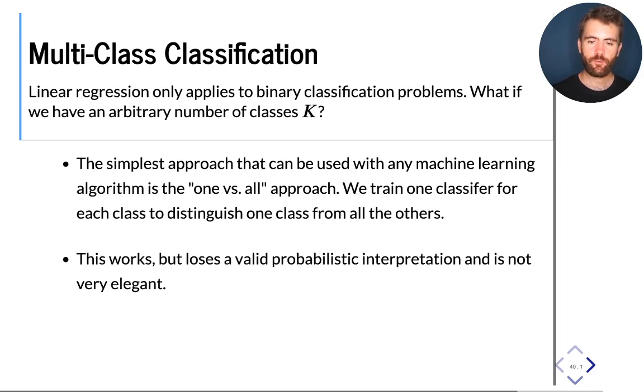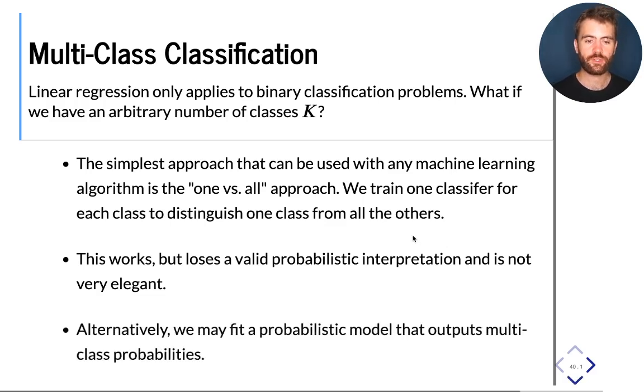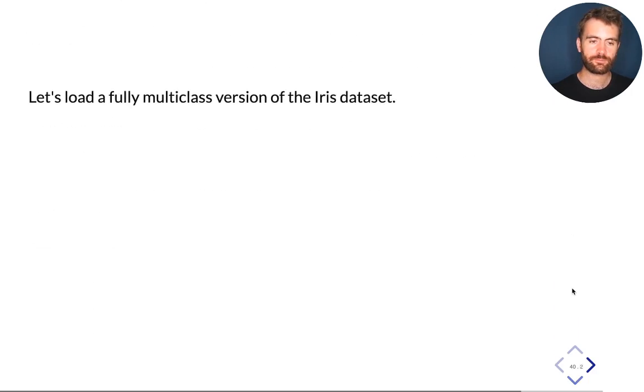This approach works and is reasonably often used, but from a conceptual point of view, it is not fully satisfying and it's not entirely elegant, and in particular, it loses the valid probabilistic interpretation that we had earlier for the logistic regression algorithm. For some algorithms in machine learning, this one versus all approach is the best that we can do. But it turns out that in the case of logistic regression, we may fit a different model that is also going to be a probabilistic model that is a generalization of logistic regression and that directly outputs multi-class probabilities.